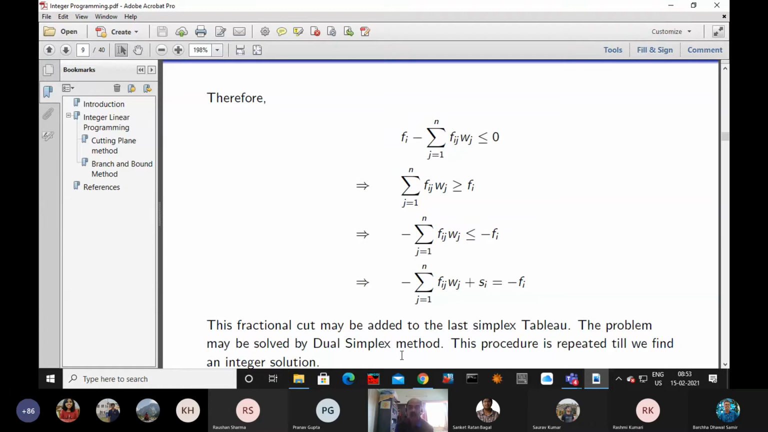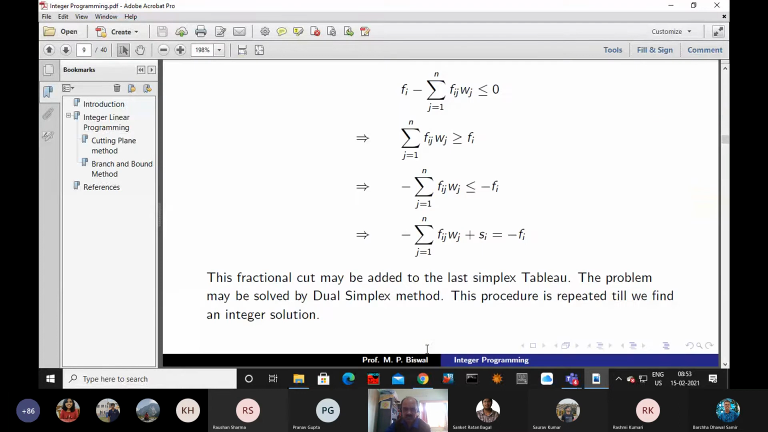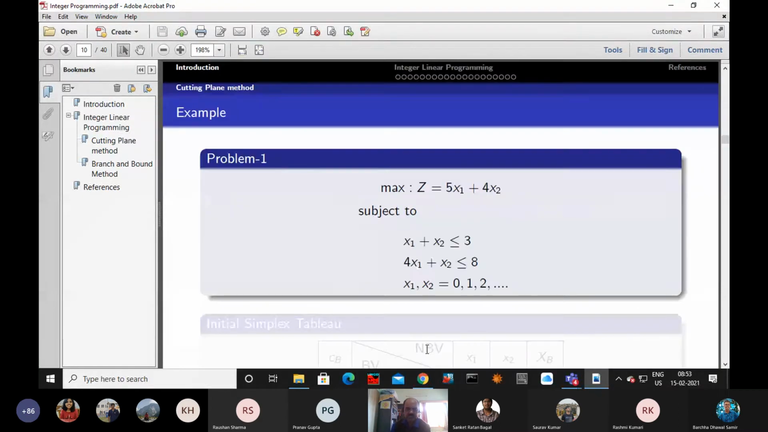Now the question is, how do we add, where to add, and how to proceed? Where to add and how to proceed? So now I will discuss a problem.